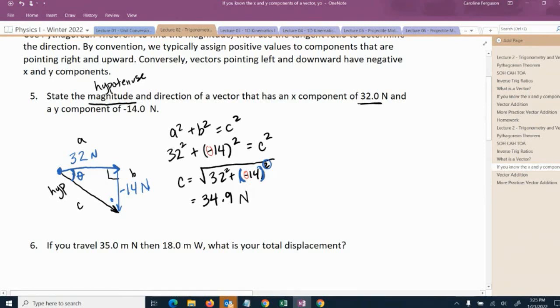When I solve for theta, I could use any of the 3 sides, but it's better not to use the hypotenuse because I just solved for the hypotenuse and there's rounding errors there. So I'm better off using just the 32 and the 14. Because 14 is my opposite side and 32 is my adjacent side, I'm going to use TOA. So I would say tan of my angle.